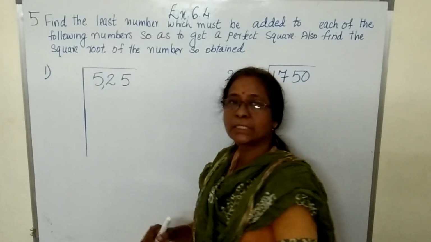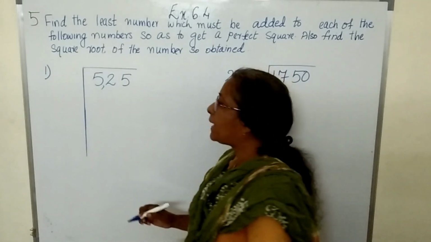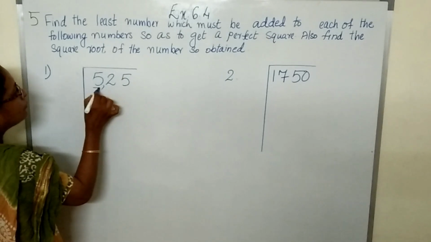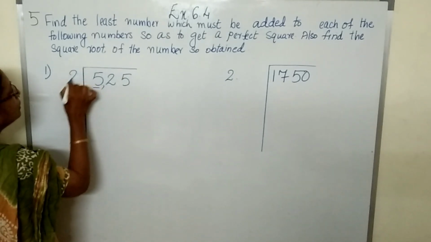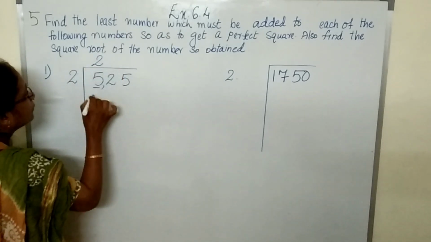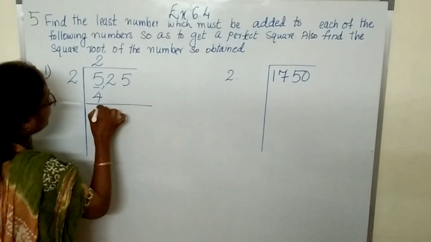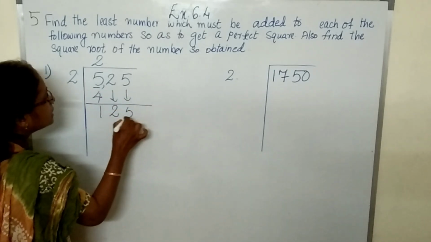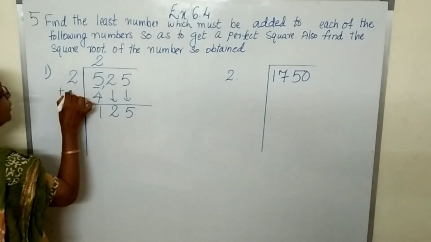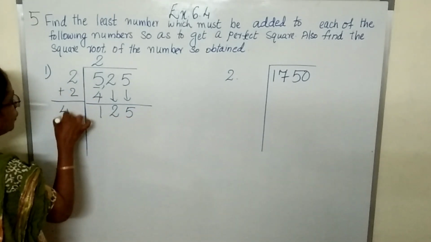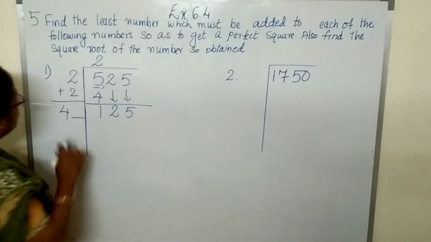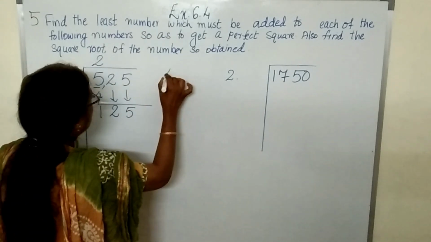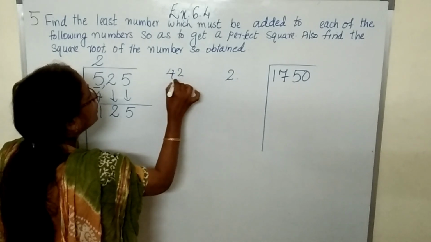The first question is 525. So let us find the square root of this number. Here 5. So 2 2s are 4. 1. Bring these two numbers down. Add 2 here. We get 4. You have to write a number. Now think. 42 into 2.